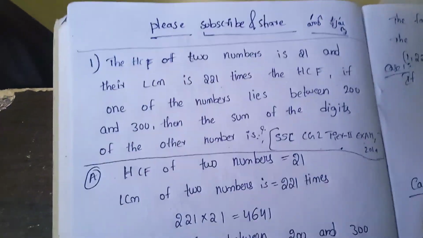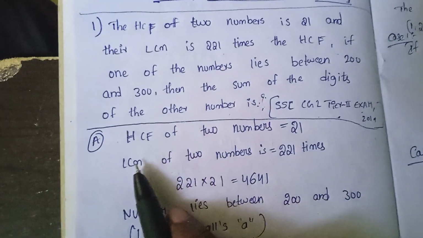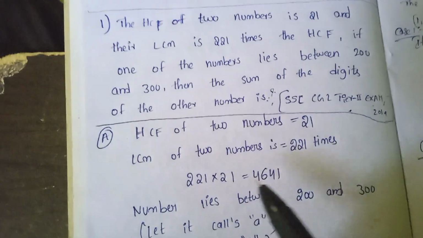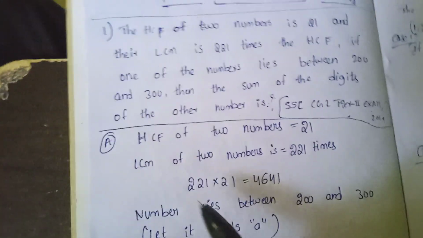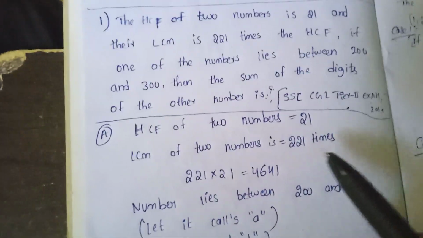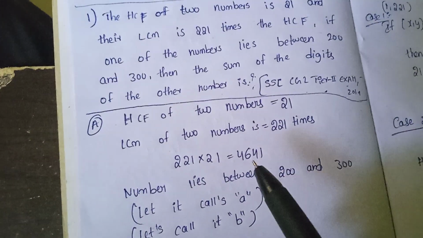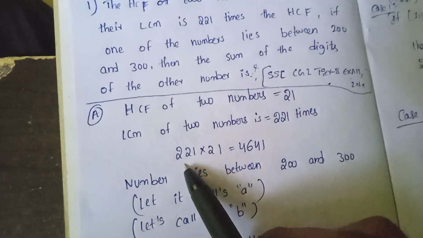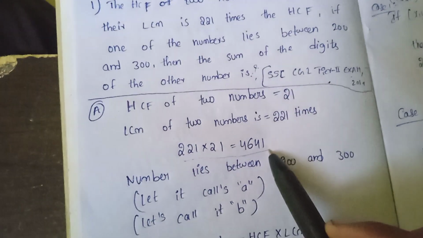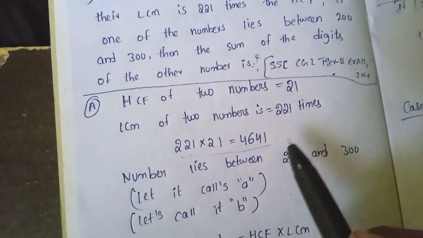Now we enter into this topic. Here the HCF of two numbers is equal to 21. The LCM of the two numbers is 221 times the HCF. So when we multiply these, we get 221 into 21, which is equal to 4641.